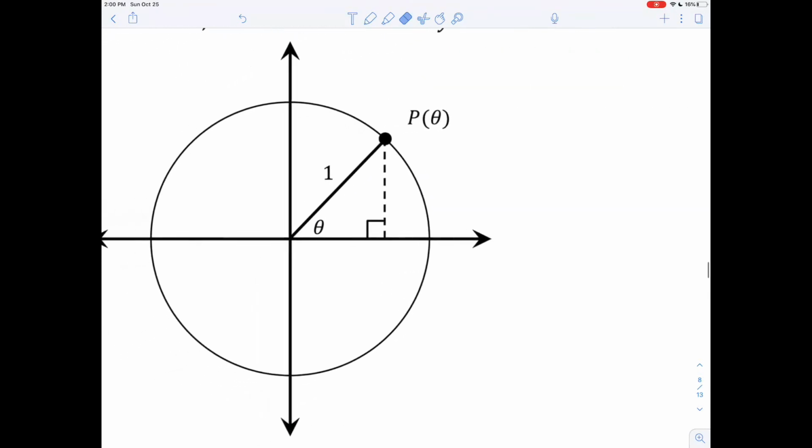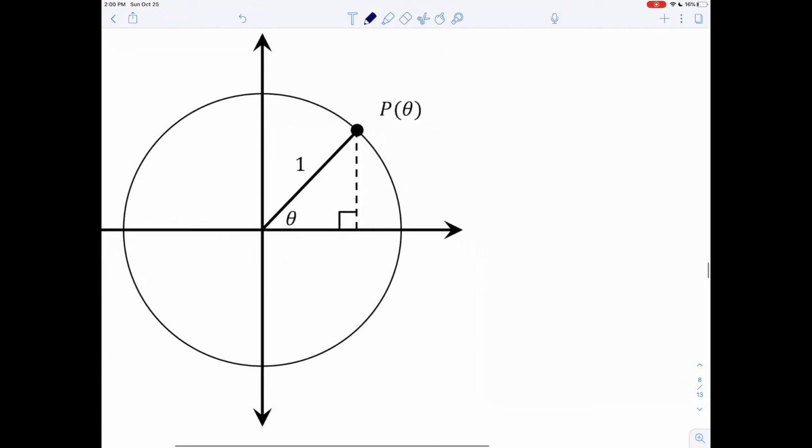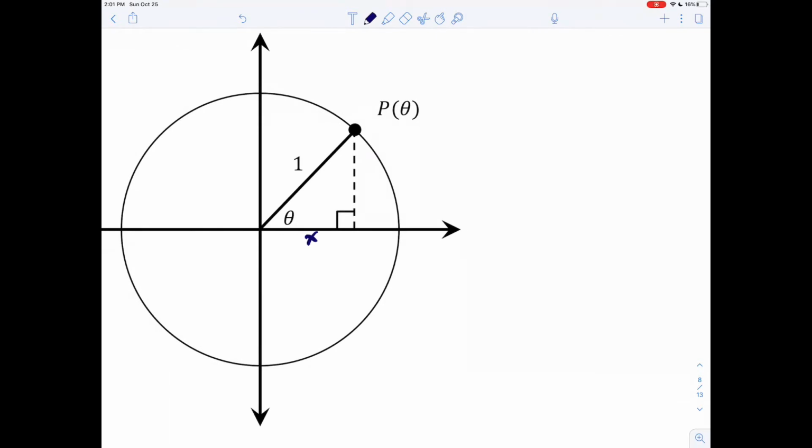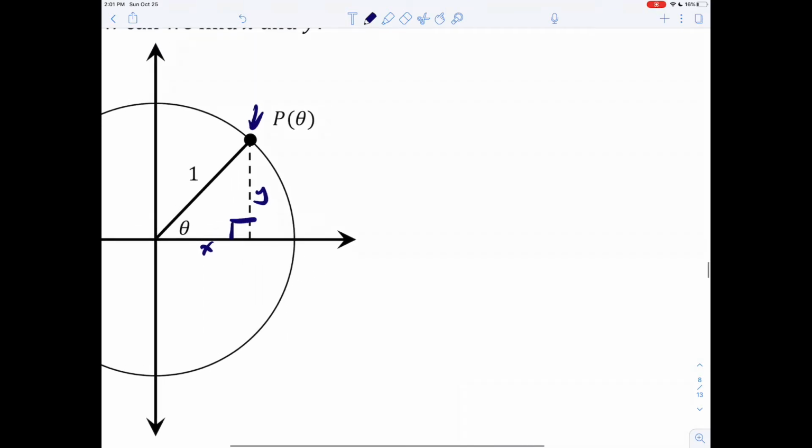If we have something on the unit circle where this radius is indeed 1, the question is, how can we find x and y to get that particular point? Well, we've got ourselves a right triangle. And based on that right triangle, we can say that the cosine of theta is adjacent over hypotenuse, which gives us x over 1. Well, that means just x is cos theta.